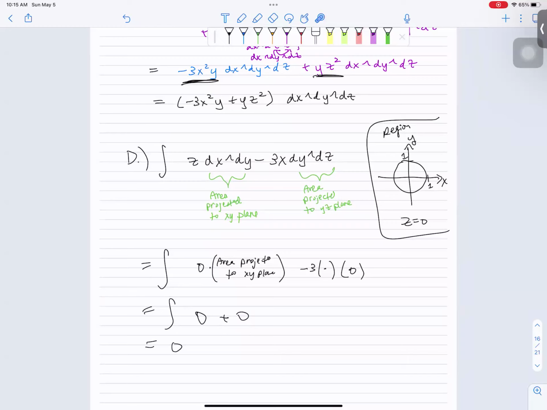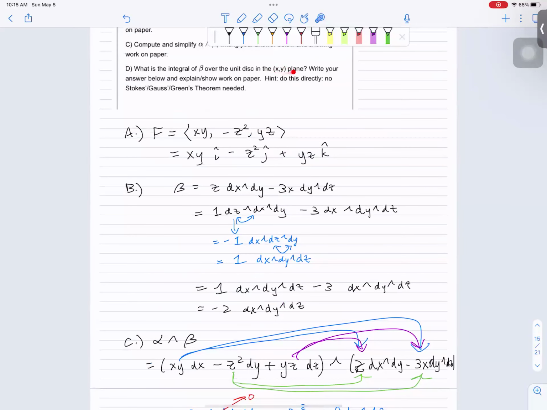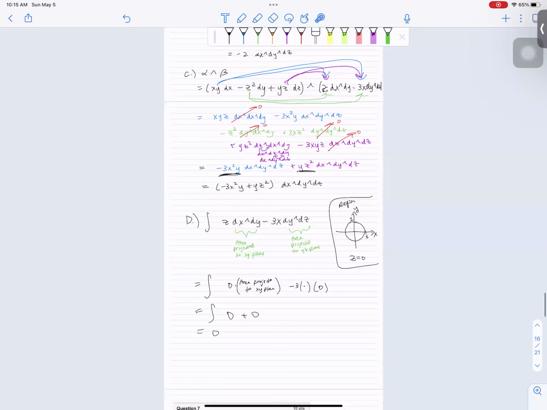Question, when can you ignore the z direction? Oh yeah, I answered that. You can ignore the z direction because they told us we have no z. Our unit disk only lives in the xy plane. Okay, questions on this question? 6.